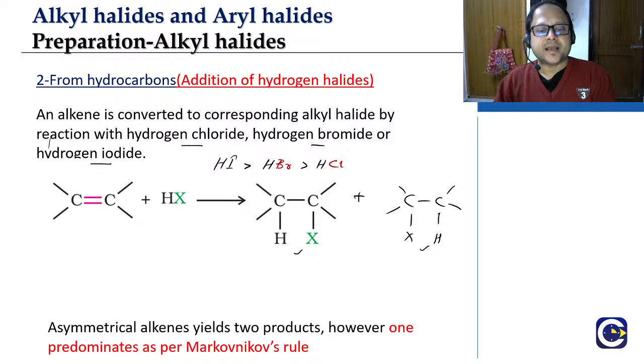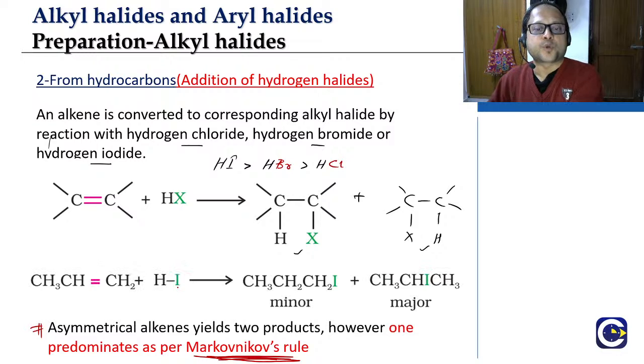So whenever you deal with asymmetric alkenes, we always get a product which is predominant as per Markovnikov's rule. This is very important for us to understand, right? So again, with propene we can have this example. You can see the halogen could have been here, or here, but if it comes at the center, then that is as per the Markovnikov addition rule, and therefore that is always the major. This is the major part.